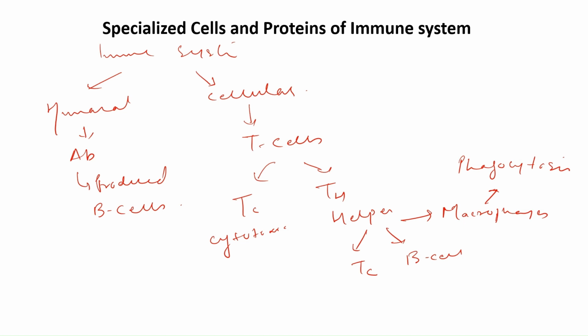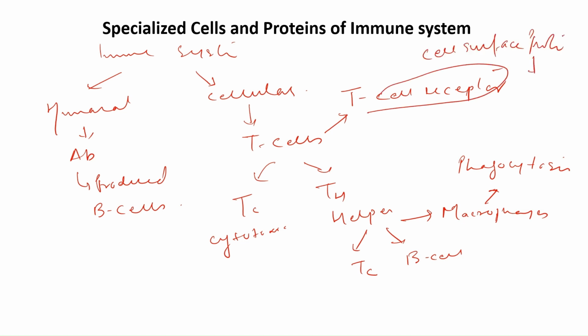Now, how will these T cells recognize the non-self part? Through a receptor on their surface, which is known as the T cell receptor. So T cell receptors are cell surface proteins which will bind with the ligand, and then a signal transduction process will start for the action.